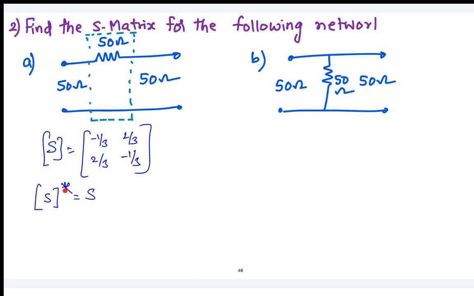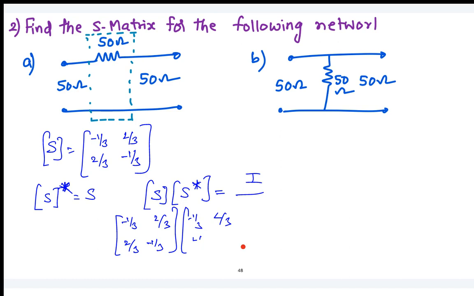So what will happen right now? S into S conjugate. Verify whether you are getting the unit matrix or not. No, sir. You can verify if you want. You can see here the first element will be 1 by 9 plus 4 by 9, so this itself is not equal to 1. You need not verify further. So this is not a unit matrix. So the reciprocal nature is different and the lossless nature is different.